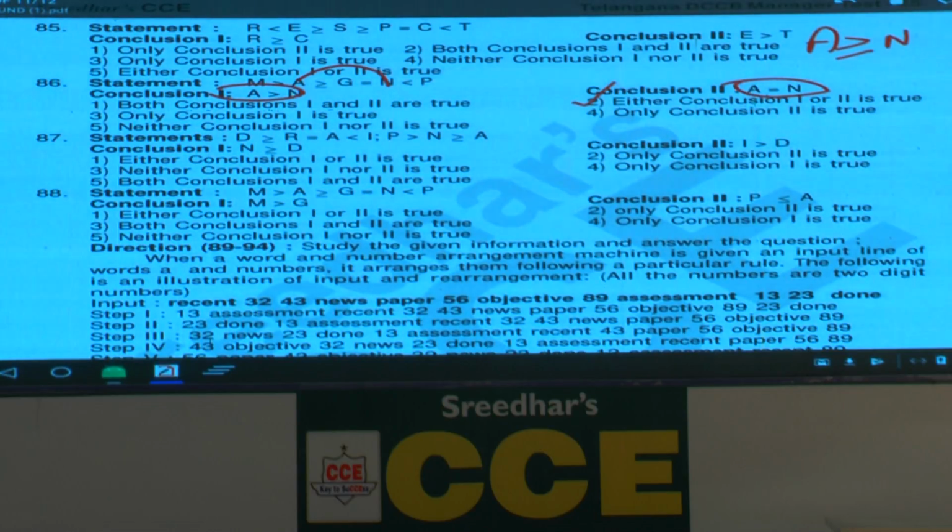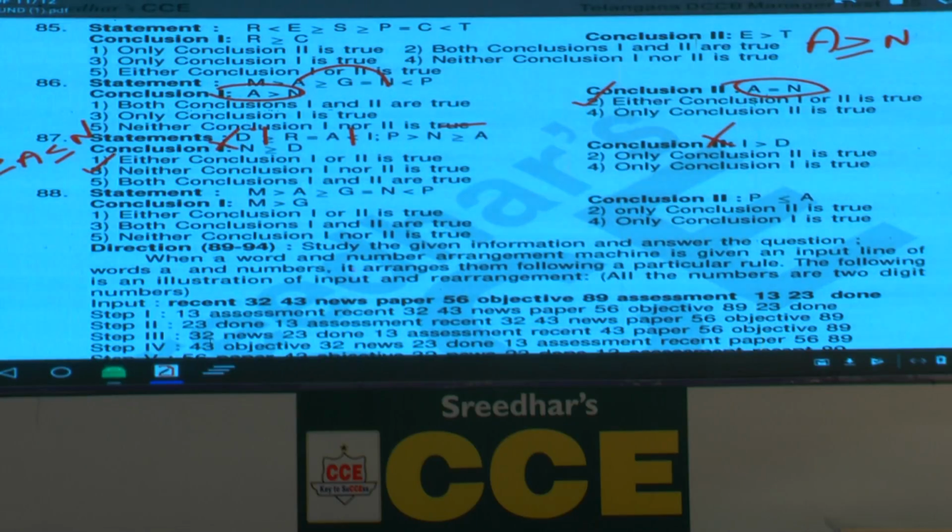Done with this? Then 87, the relation between N and D. D is here and N is here, the letter which is common is A. Now between D and A, what is the conclusion? Tell me here. D greater than or equals to A. And again between N and A, N greater than or equals to A. That means A is lesser than or equals to N. Hence between D and N, two opposite symbols, no relation between these two. Then coming to the second one, I and D. Now between D and I, one greater than, one lesser than, two opposite symbols, here also no conclusion can be drawn. Hence neither 1 nor 2, that is choice 3.